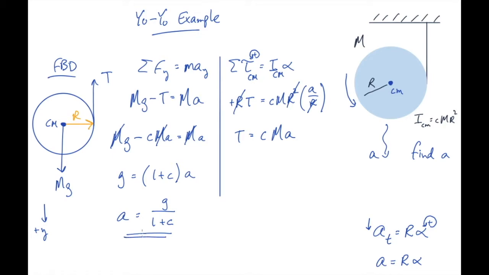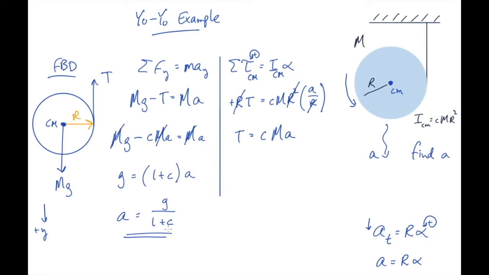All right, notice that it's positive, which tells me that the yo-yo is going to accelerate down in our positive direction. And it's interesting to see that it doesn't depend on the yo-yo's mass or the yo-yo's size. All it depends on is g and this constant c that tells us how the mass is distributed in the yo-yo. As c gets bigger, as the mass moves to the outside, and this yo-yo becomes more hoop-like or ring-like, the acceleration goes down. So as the mass moves out, this yo-yo will accelerate more slowly.